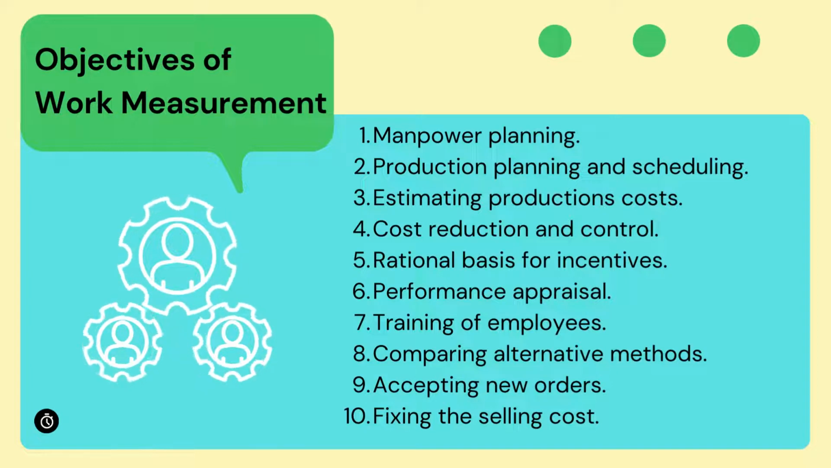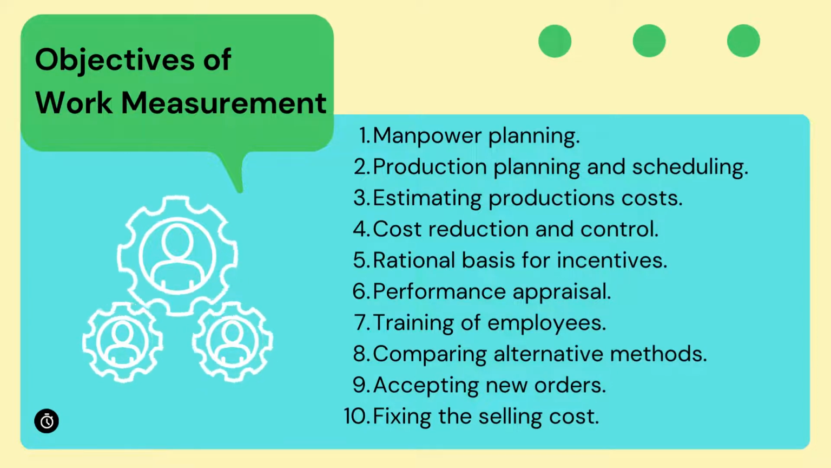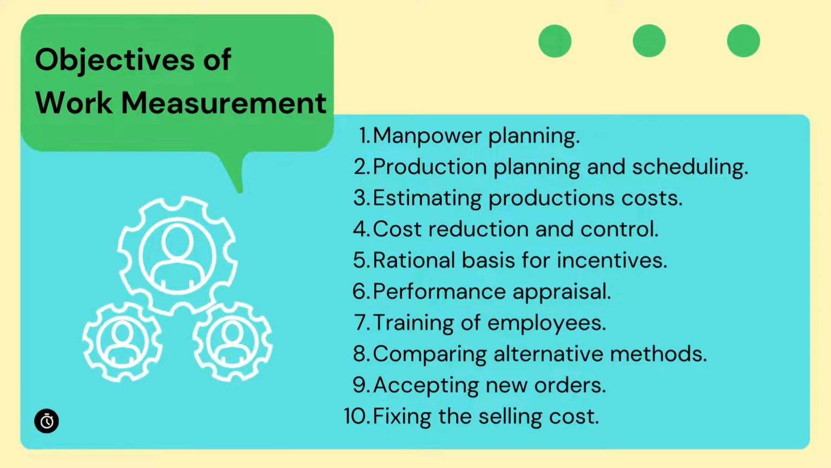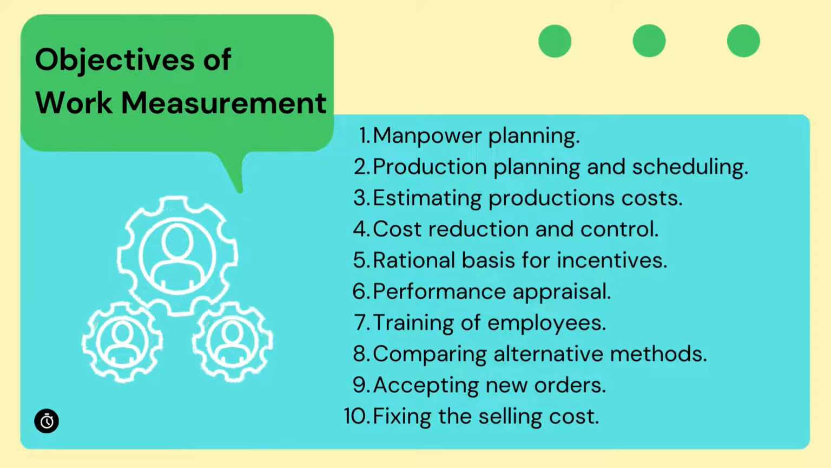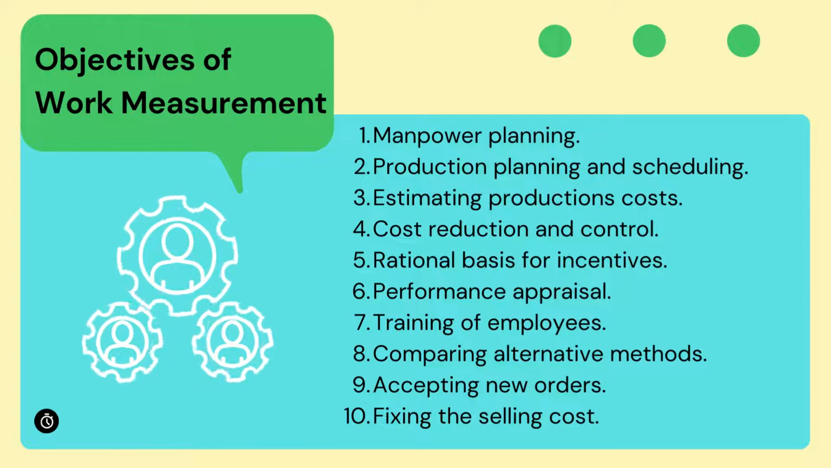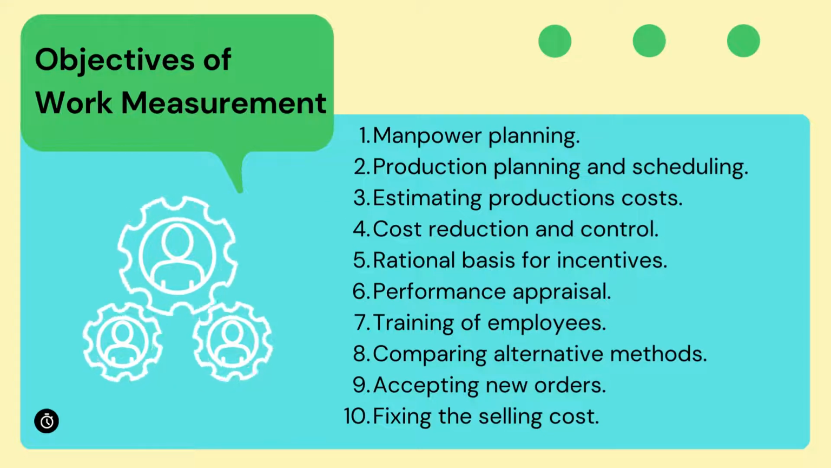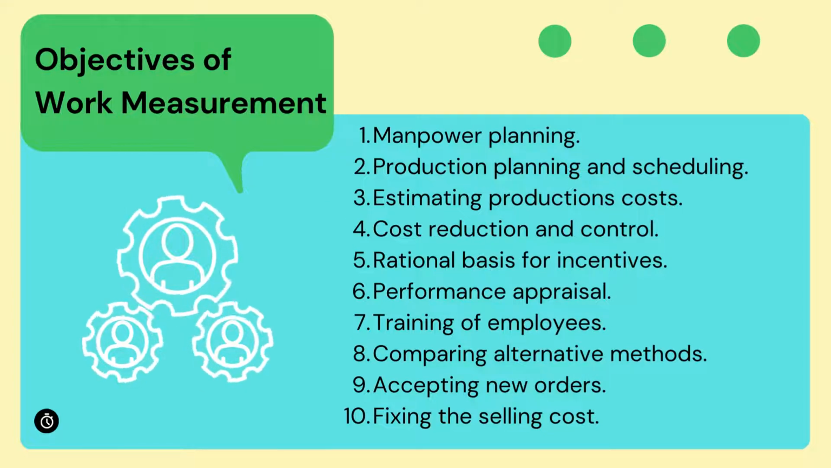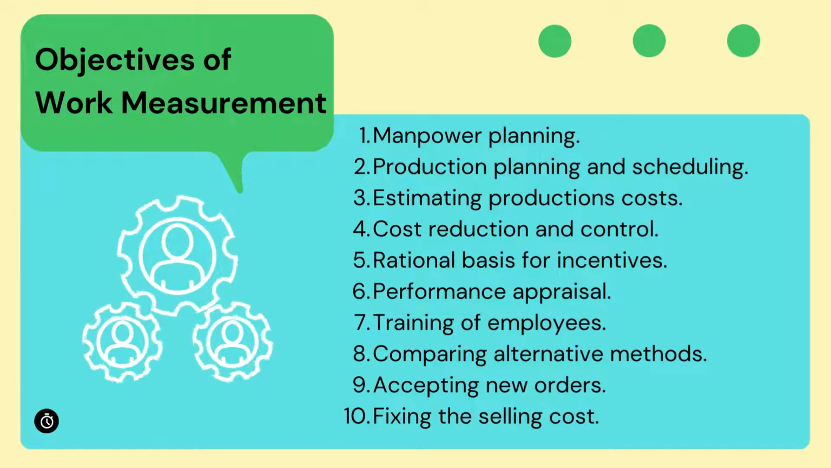And lastly, fixing the selling cost. So work measurement data also helps to fix the selling cost of a product. This is because it estimates the cost of production, especially the labor cost. So selling cost is decided after fixing the estimated production cost.